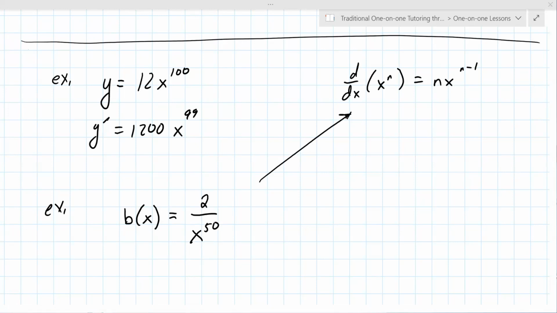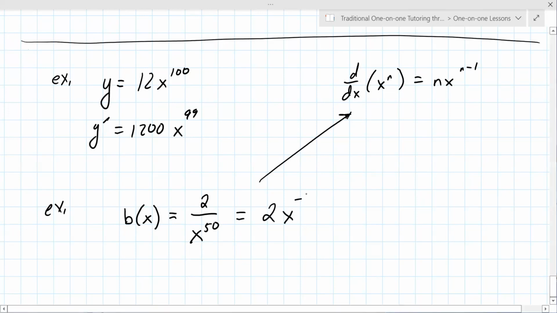So you just bring the x to the 50 up to the numerator, basically. I would write it like this before you take a derivative. So then negative 100 x to the minus 1, negative 51. Yes.